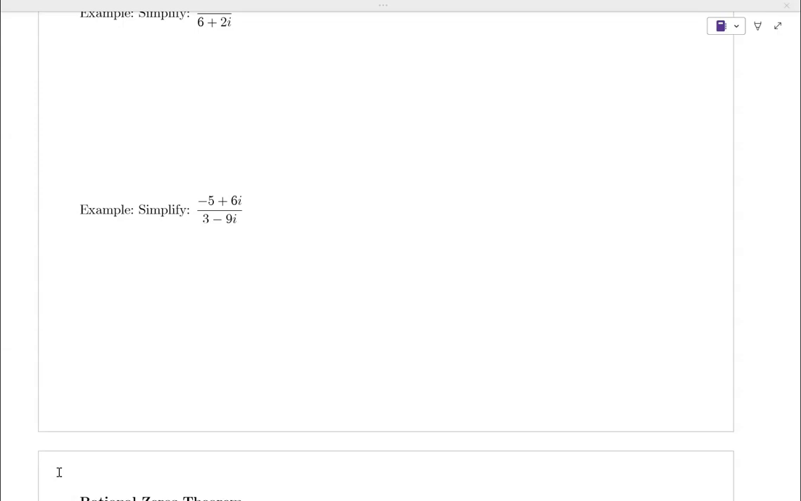So 3.1 was the quadratic models. 3.2 was polynomial functions, which we just finished up. What was 3.3? 3.3 was doing long division, thank you. And then the 3.4 and 3.5, which we're going to be talking about finding roots.